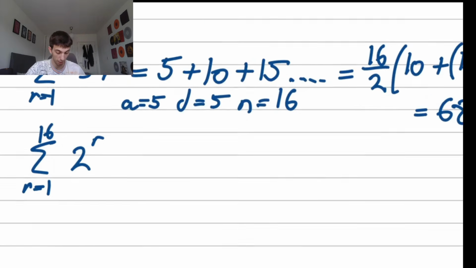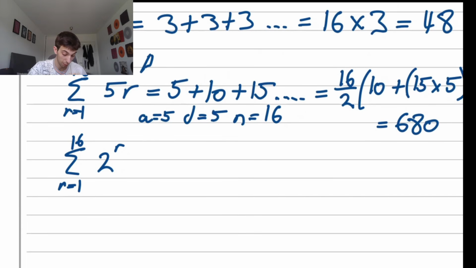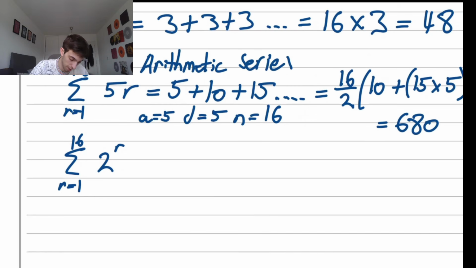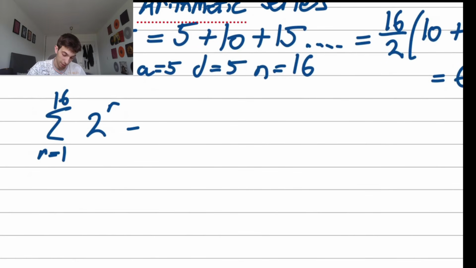Now focusing on 2 to the power of r. Remember, this was in an arithmetic series. Quickly labeling that just to make things very clear: arithmetic series. Now we have 2 to the r. Same idea. Plug in r equals 1, gives us 2. Plug in r equals 2, this gives us 2 squared, which is 4. Plugging in 3 gives us 8, and so on.